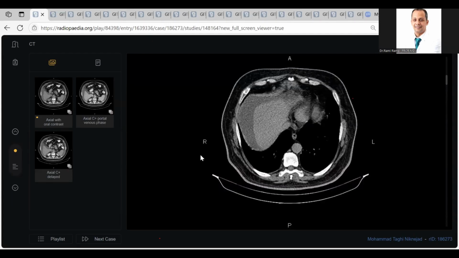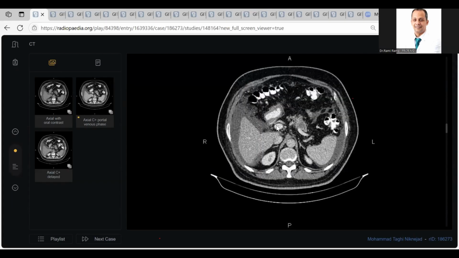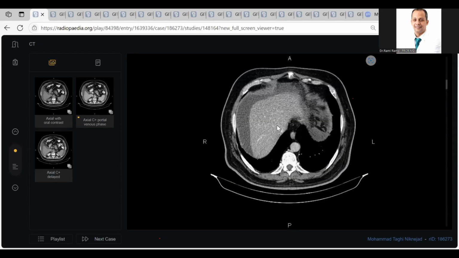Select it. Hello? Yes, select. Okay, okay. So these are the post-contrast images.